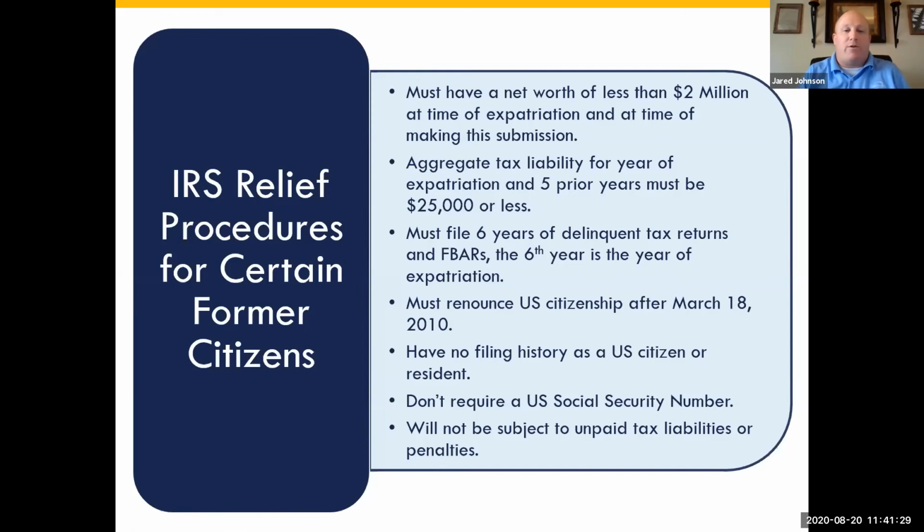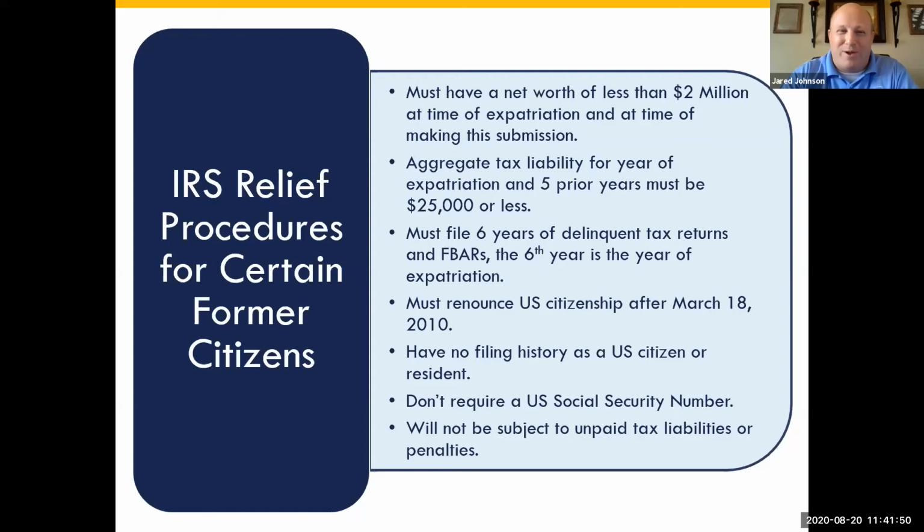So this is the IRS relief procedures for certain former citizens. This is also brand new. And this is designed for, and this is really to benefit, individuals who I would consider or call an accidental U.S. citizen.